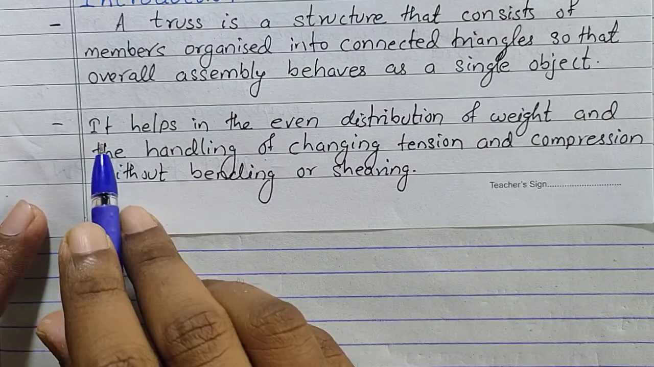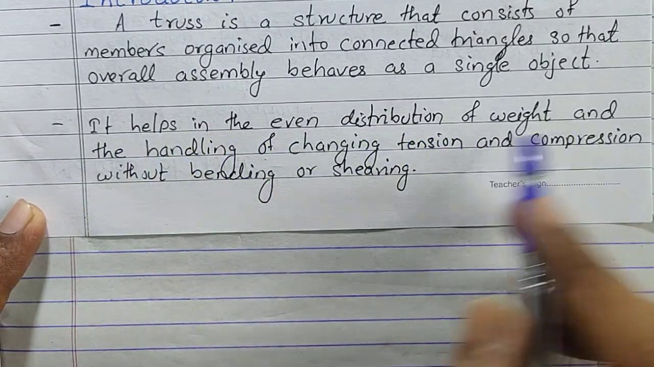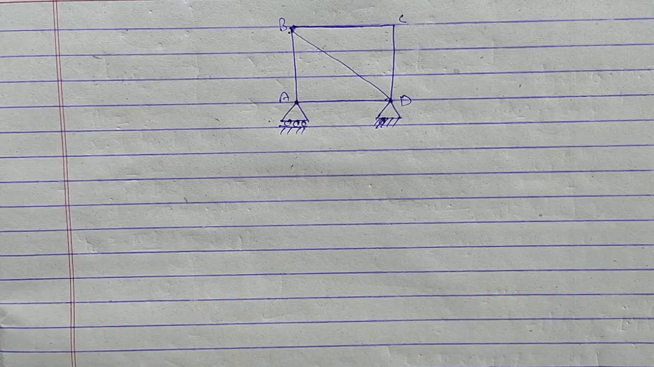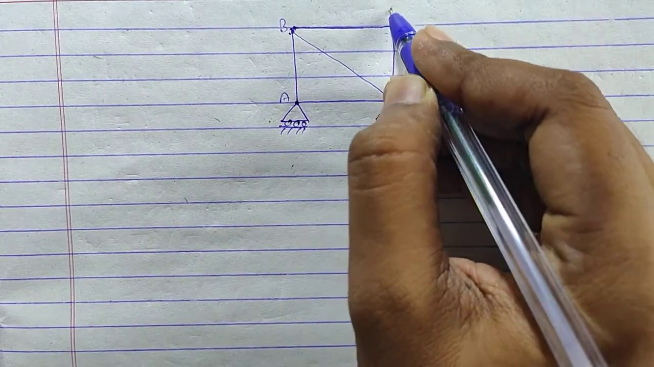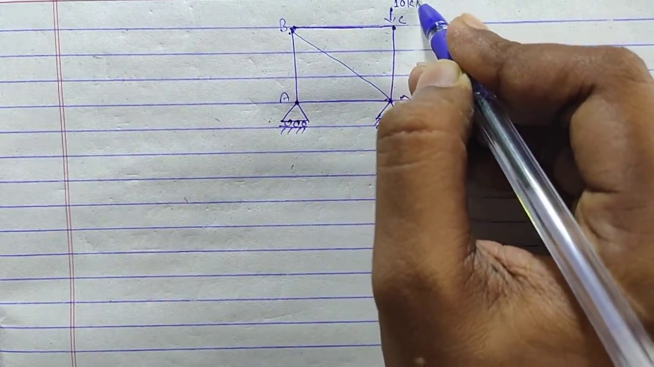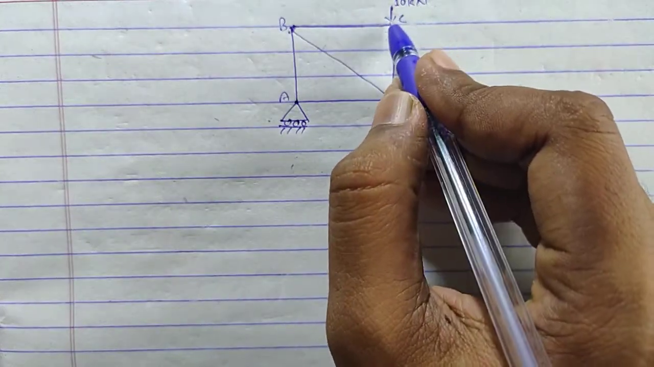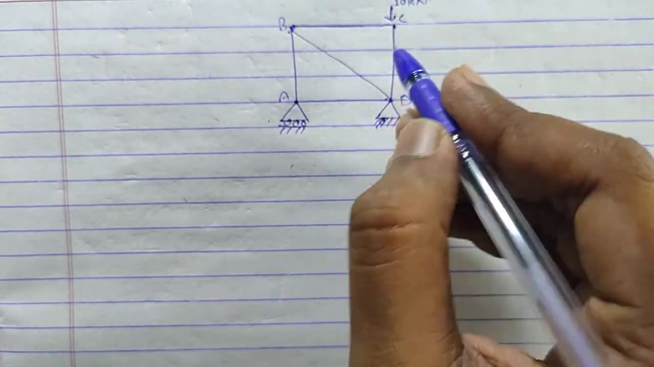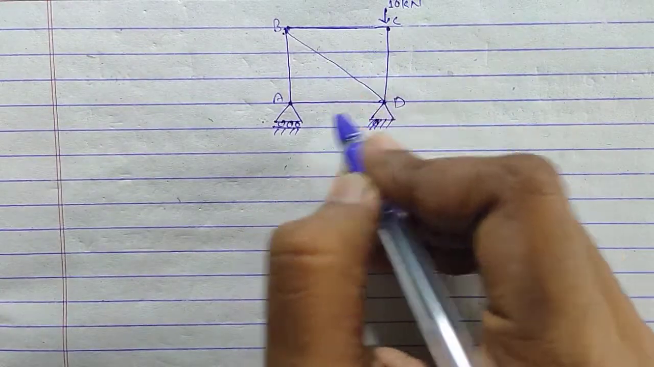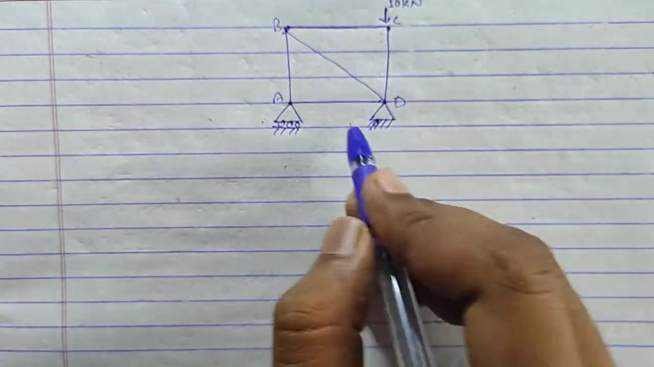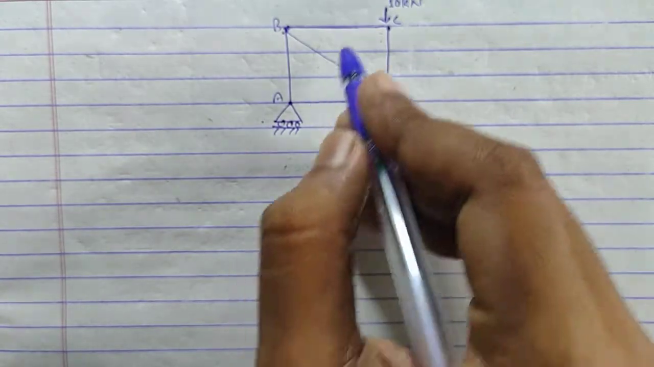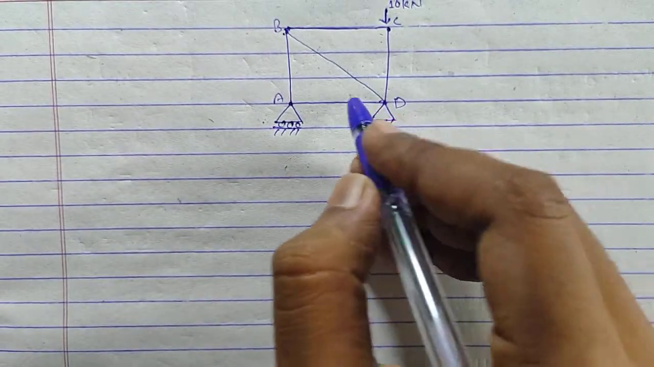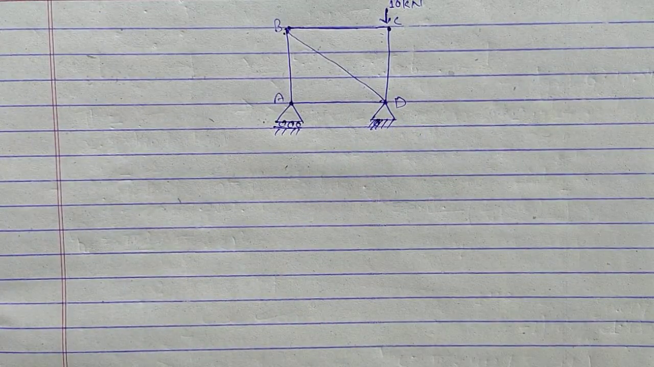Now the second point says that it helps in even distribution of weight and handling of changing tension and compression without bending or shearing. Suppose our joint is applied with a load of 10 kilonewton. Then it's the property of truss that the loading is uniformly distributed towards the joint, and that is our second point. Because if the loading is uniformly distributed, then due to that reason truss is used, which helps us in minimizing the bending and shearing of the compression or tension member. So let's move to the third point now.